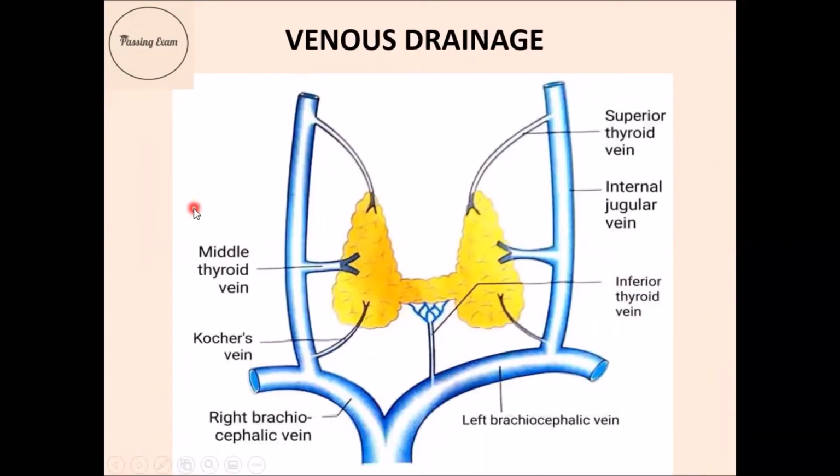But there are three veins which drain the thyroid gland. There are two arteries, but three veins. As you can see, superior thyroid vein, middle thyroid vein, and inferior thyroid vein. Superior and middle thyroid veins drain into the internal jugular vein, and inferior thyroid vein drains directly into the brachiocephalic vein. There is sometimes another vein called Kocher vein, and it also drains the lower pole of the thyroid gland, and it usually drains into the internal jugular vein or sometimes into the brachiocephalic vein. So two arteries, superior thyroid artery and inferior thyroid artery, and three veins, superior thyroid vein, middle thyroid vein, and inferior thyroid vein.